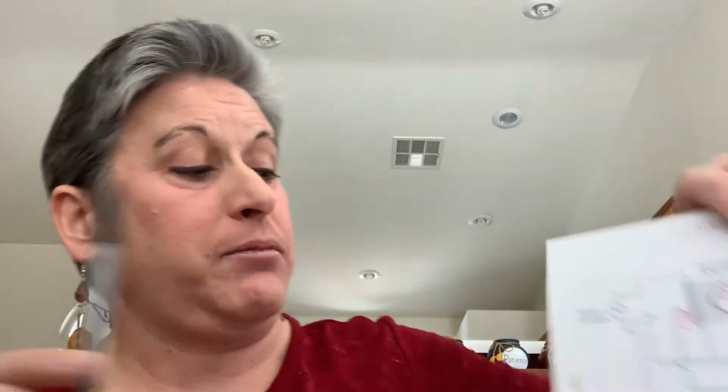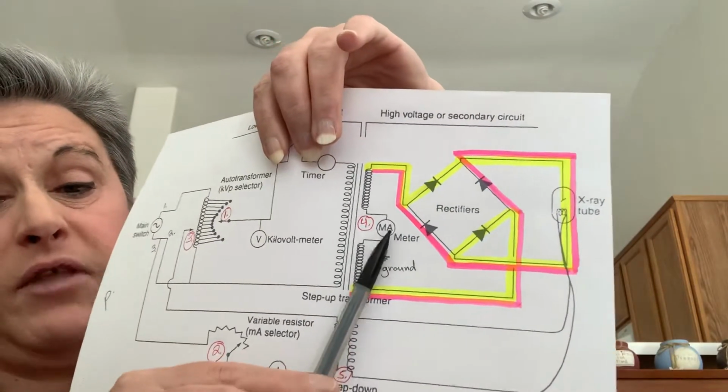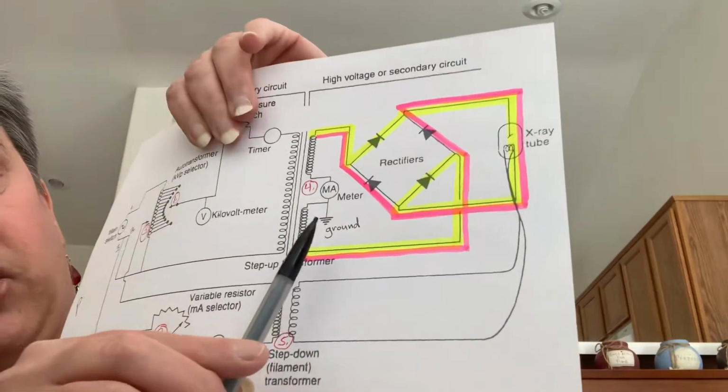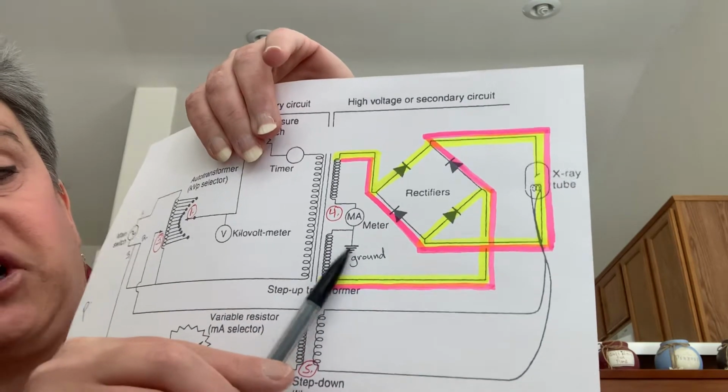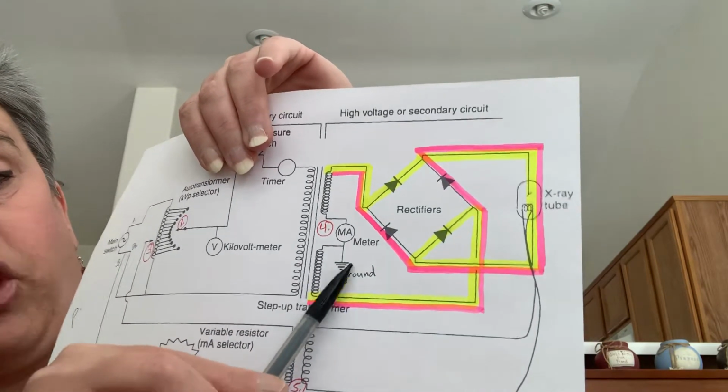Now, the job of the MA meter, which is right here, is to measure the MAs, and the other job of the MA meter is to measure the 10,000 volts as it crosses the step-up transformer. If there are more than 10,000 volts, like maybe 15,000 volts, then the MA meter will store it in the ground. Okay, so here is the ground. If there's more than 10,000 volts, then the MA meter is going to store it right there in the ground.